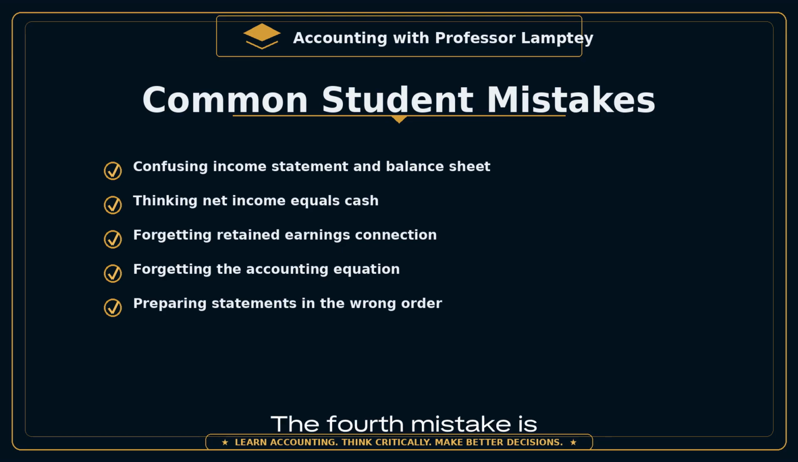The fourth mistake is forgetting the accounting equation. The balance sheet must balance. Assets must equal liabilities plus equity. The fifth mistake is preparing the statements in the wrong order. A good order is income statement, statement of retained earnings, balance sheet, statement of cash flows.